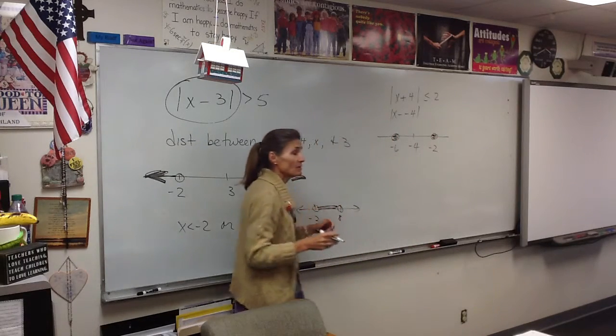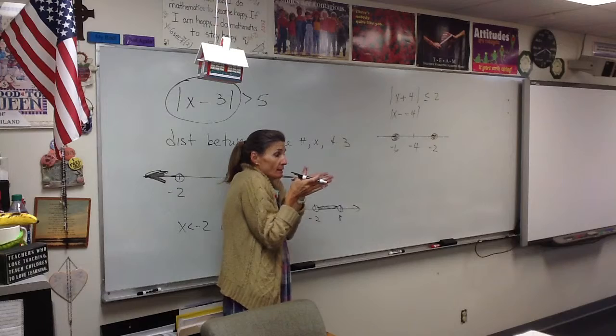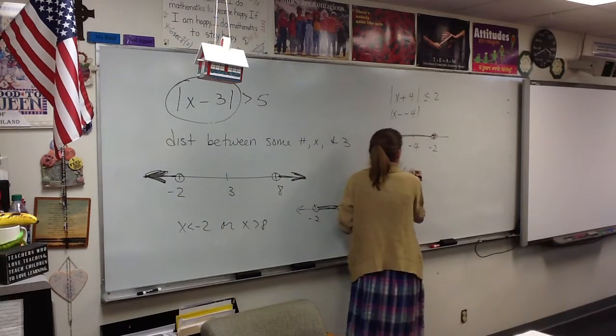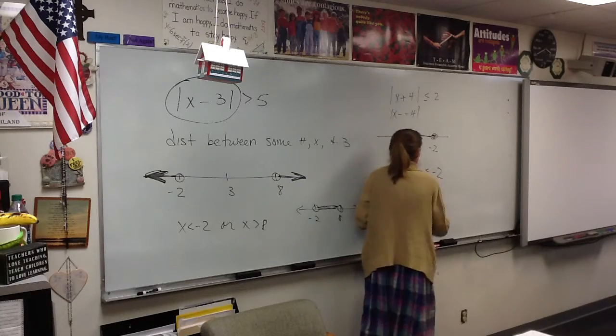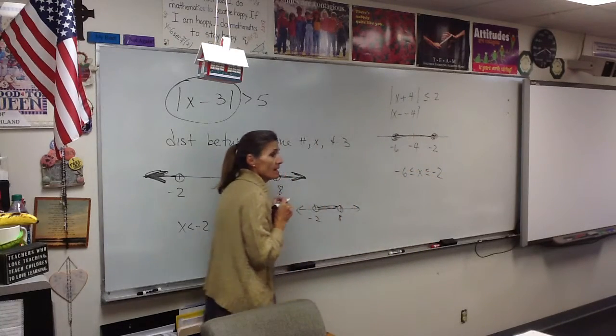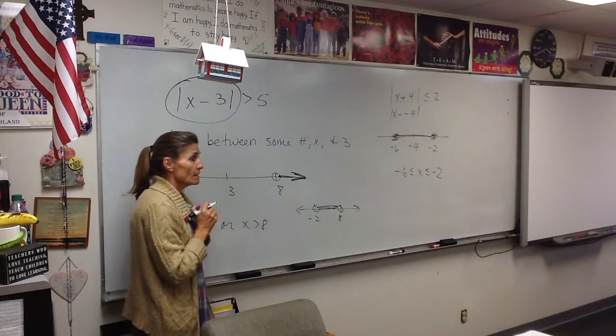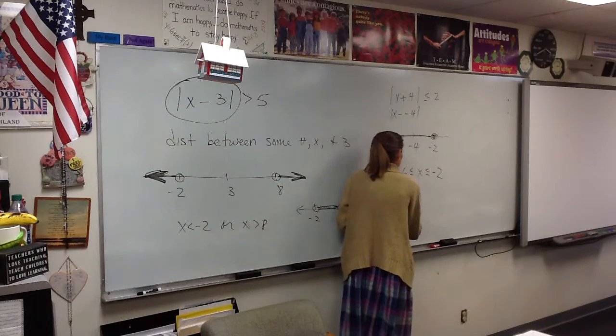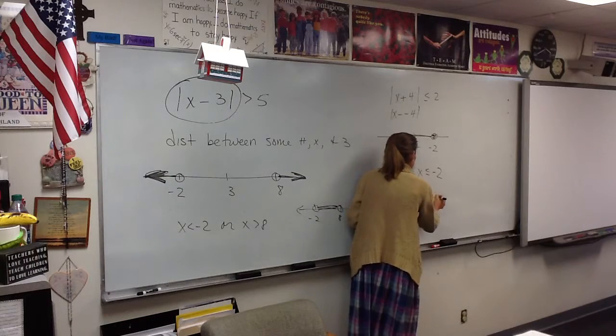And this time I want the distance to be less than 2. So my answer will be all of the x's in between -6 and -2. Interval notation for this, that's another kind of review thing. Interval notation would be the brackets.